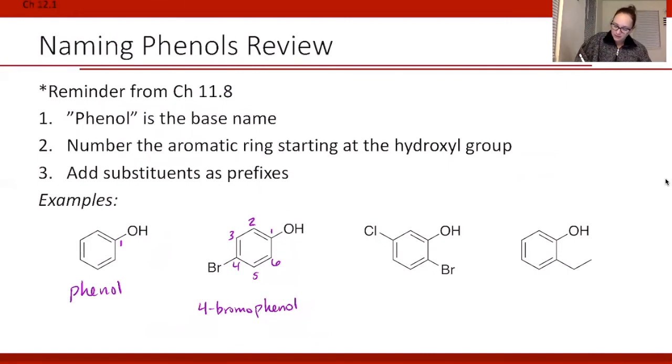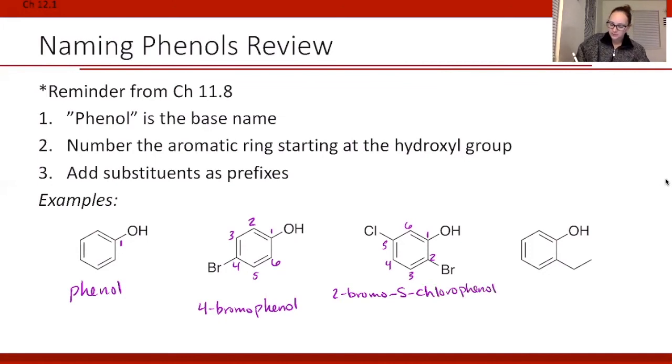Okay, and now we do this one. We're going to number the opposite direction in order to put our first substituent at the lowest number. So this puts our substituent at number 2. So we have 2-bromo and 5-chloro. B comes before C. And so the overall name, we're going to name our substituents 2-bromo-5-chlorophenol.